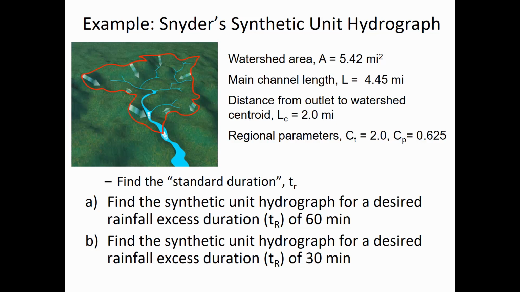And the formula for the W75 is 440 divided by this same 551.9 CFS per inch and the 5.42 square miles of the watershed to the 1.08 power. So the W75 will be 2.985 hours.